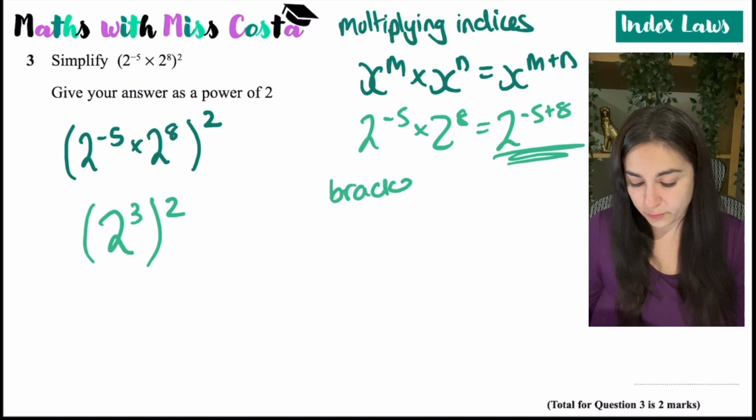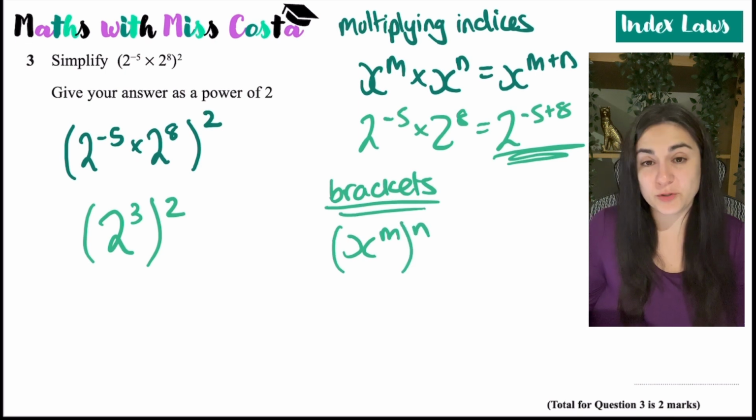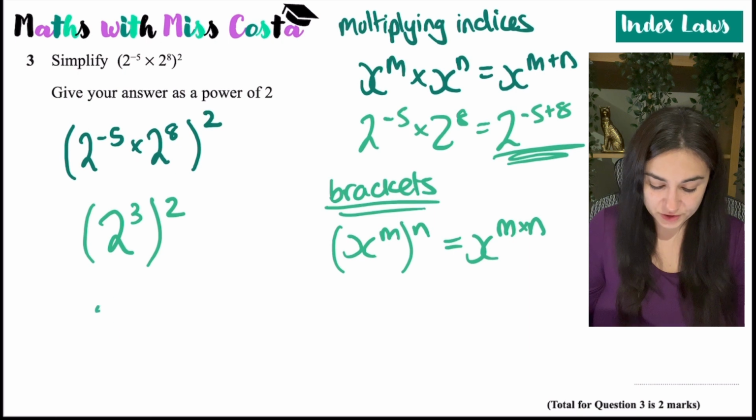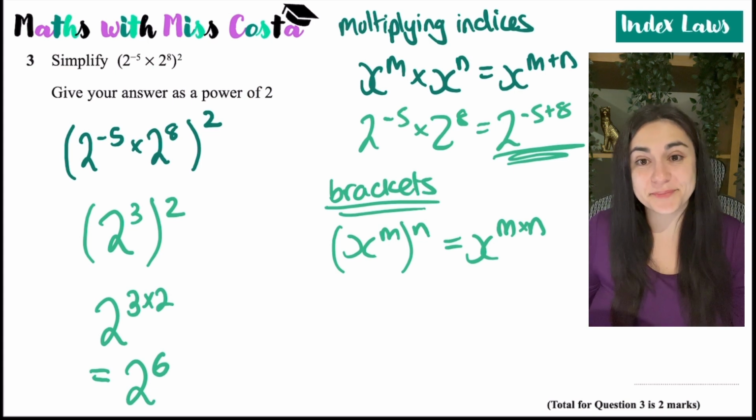Now, the law of brackets is that when you have anything inside the bracket raised to a power outside of the bracket, you multiply the powers together. So that would become 2 to the power of 3 times 2, which gives you 2 to the power of 6.